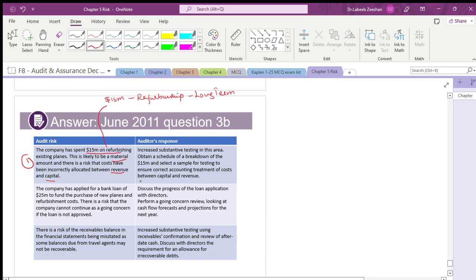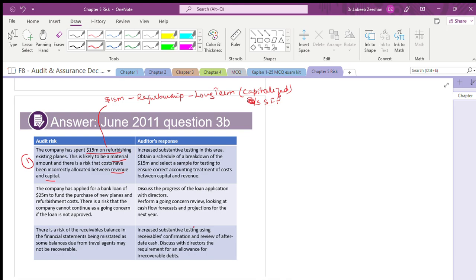It is a long term asset, and it has to be capitalized. And shown where? Shown in the balance sheet, the statement of financial position. You know they have done it correctly. We are not questioning them. But what you have to do? You have to make sure whether it has been correctly done or not.